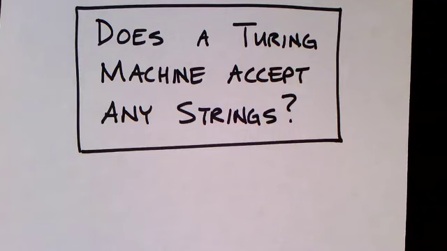Does a Turing machine accept any strings at all? Or is the language defined by a given Turing machine the empty language? That problem is undecidable, and in this video we'll give a proof of that using our technique of reduction.